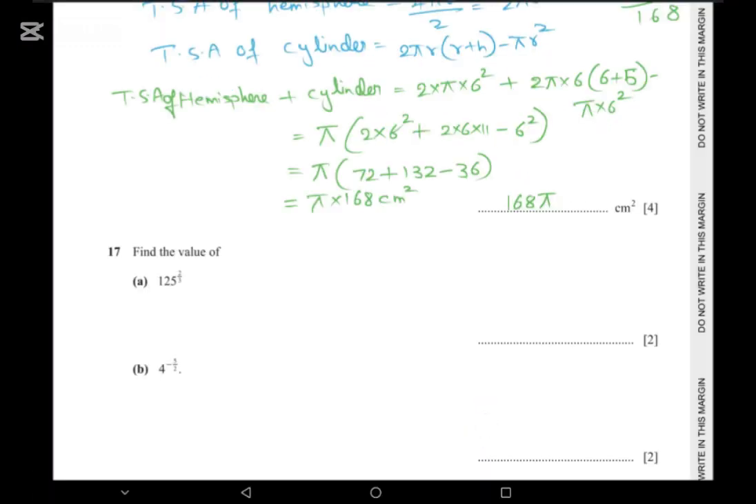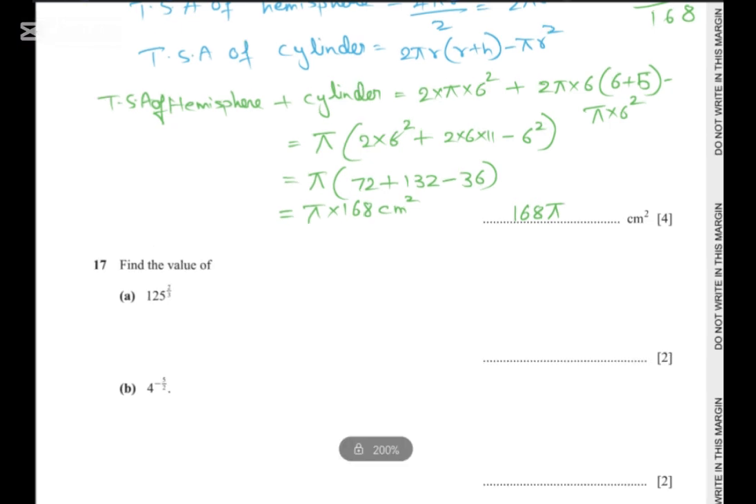Question number 17. Find the value of 125 raised to 2 by 3. Now 125 raised to 2 by 3 is 5 cube raised to 2 by 3. This is a raised to m whole raised to n, so multiply the powers with each other. You will have cancellation of the denominator and 3. Then 5 square is left out, 25. 125 can be written as 5 cube, so I have written 5 cube here.